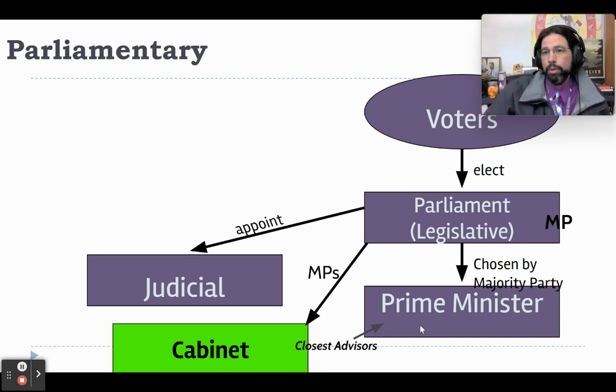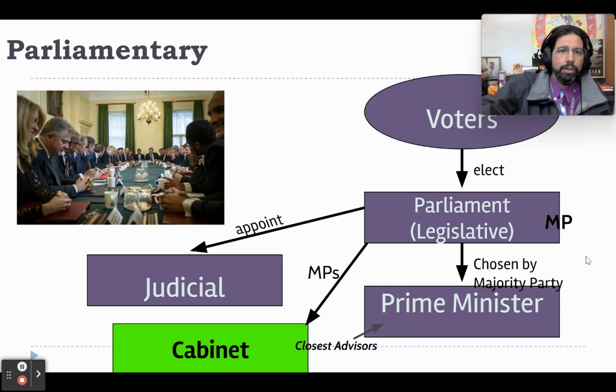Remember, the cabinet members are there just to make sure the prime minister follows the party line, and, you know, hangs in there. All right, and so you will see cabinet meetings, and these are actually members of parliament that actually want the prime minister's job probably eventually.